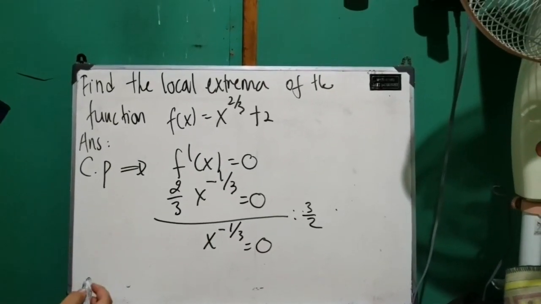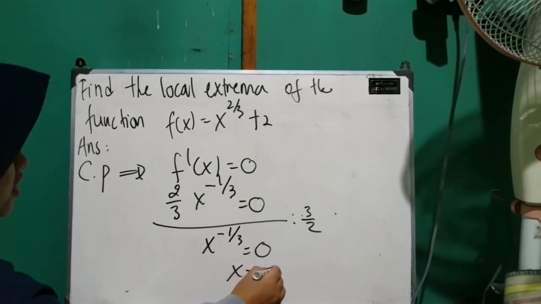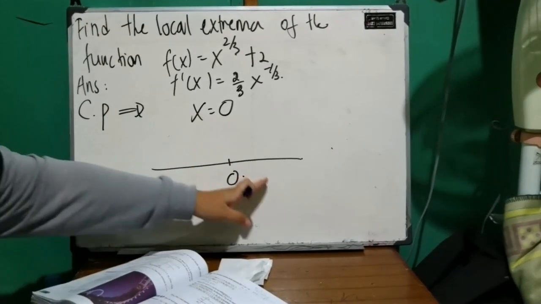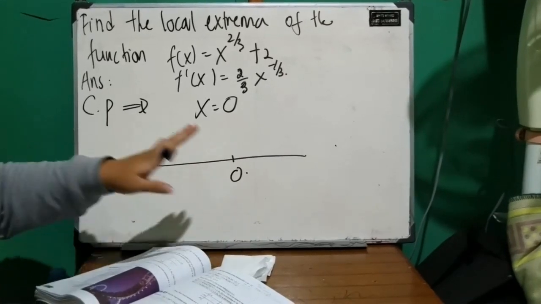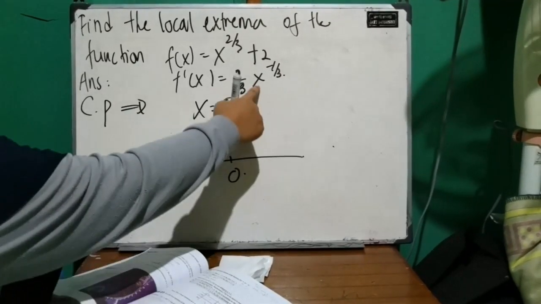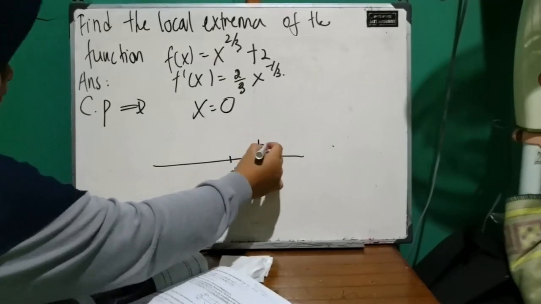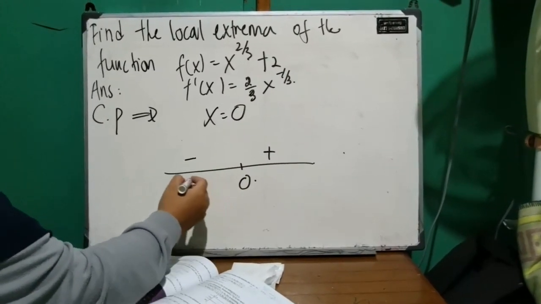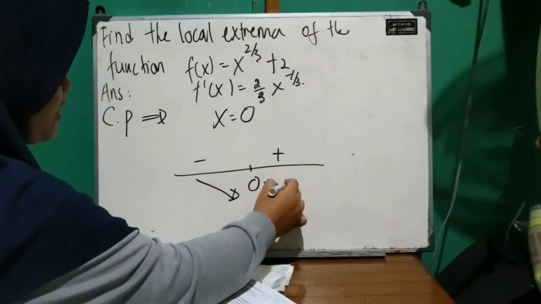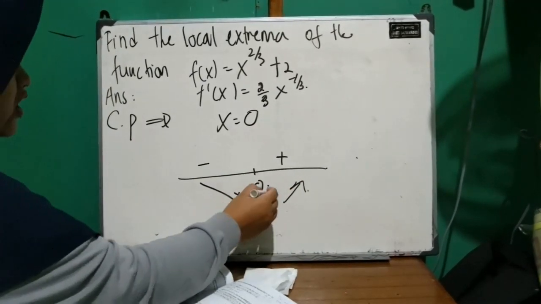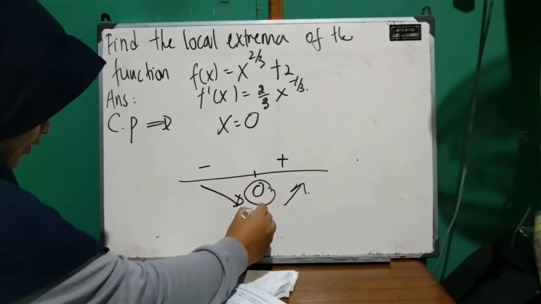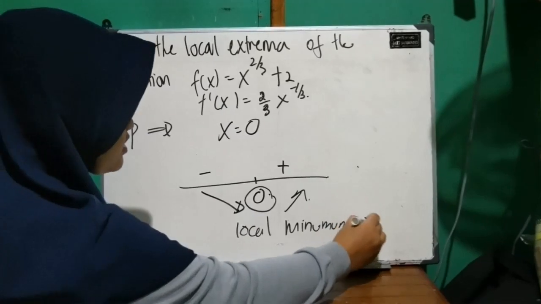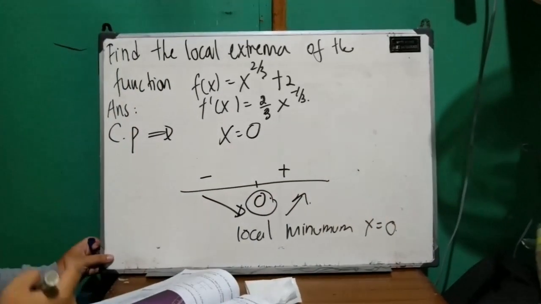Okay, so in this one x is still 0. When you get x equals 0, you need to find the left side and the right side in this chart. When we put 1 in here, greater than 1 is positive and less than 1 is minus. This one is a down arrow, this one is an up arrow. Because it's a down arrow, 0 is a local minimum. Local minimum at x equals 0. So that's it for this one.